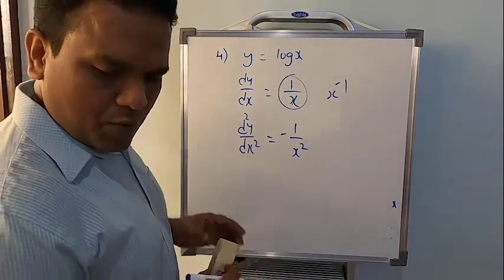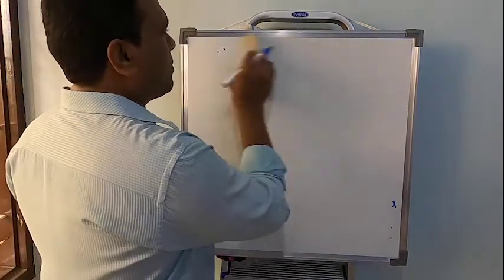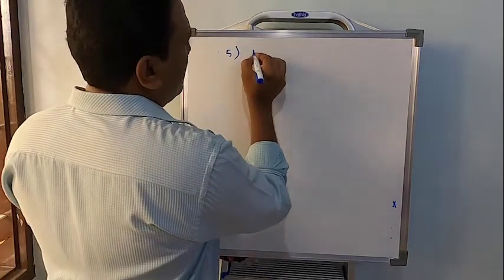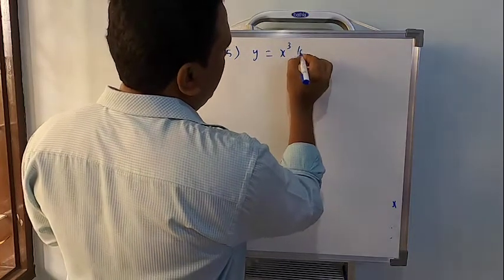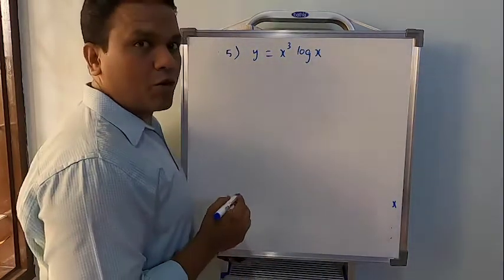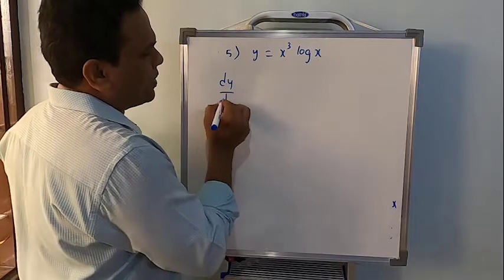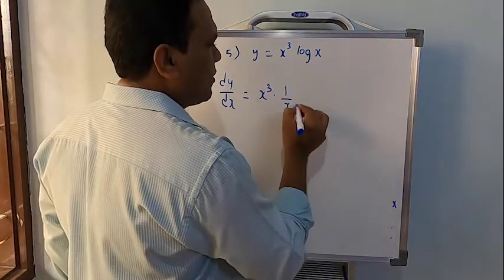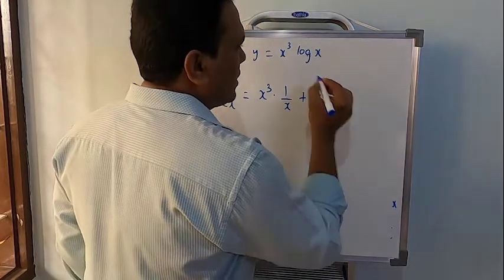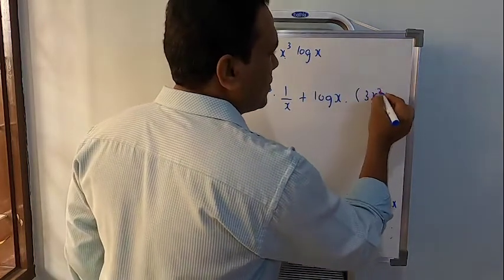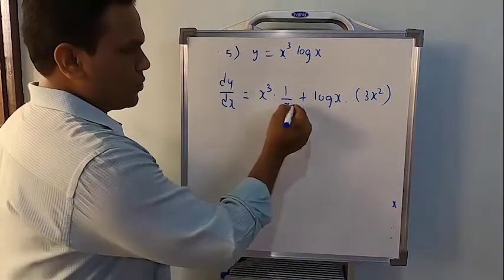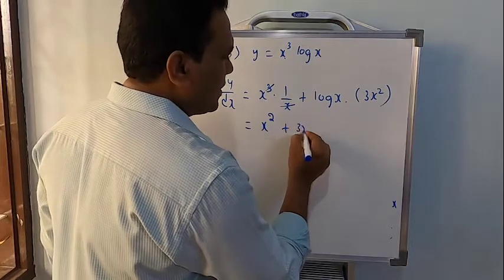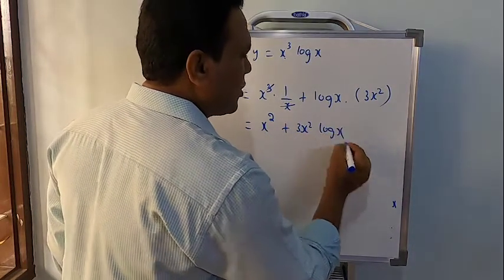So we have one more, problem number 5, which is given by x cube multiplied by log x. Product rule has to be applied. So first order derivative, x cube as it is, differentiation of log x will be 1 by x, plus log x multiplied by derivative of x cube, 3x square. So simplify this. This can be written as x square plus 3x square multiplied by log x.